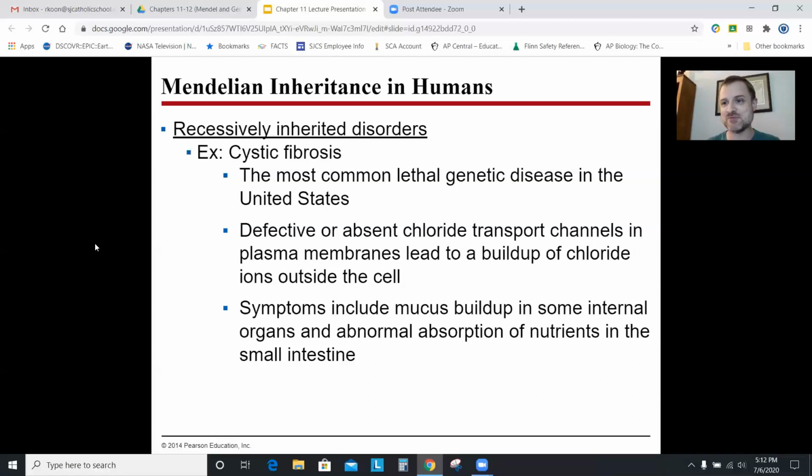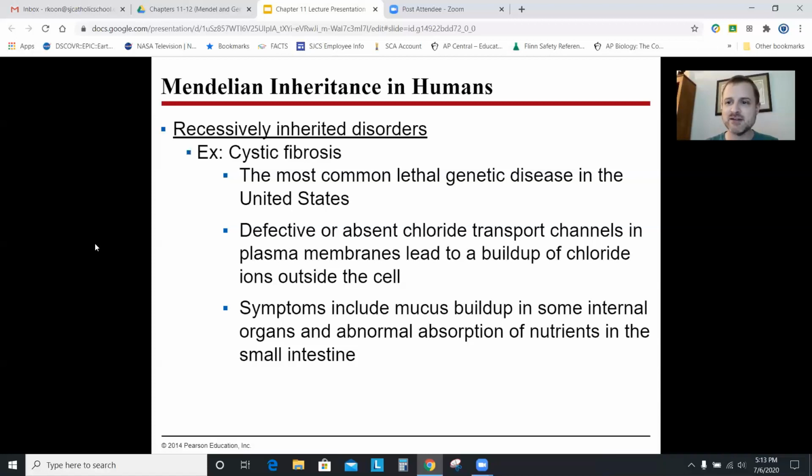So the cell can't pump chlorine properly. And where chlorine is, water goes due to osmosis, water follows solute. So basically you build up mucus in your lungs because you have lots of water building up where the ions are. And the mucus disrupts normal oxygen flow through your lungs. So you cough a lot, you hack a lot, you don't get oxygen efficiently.